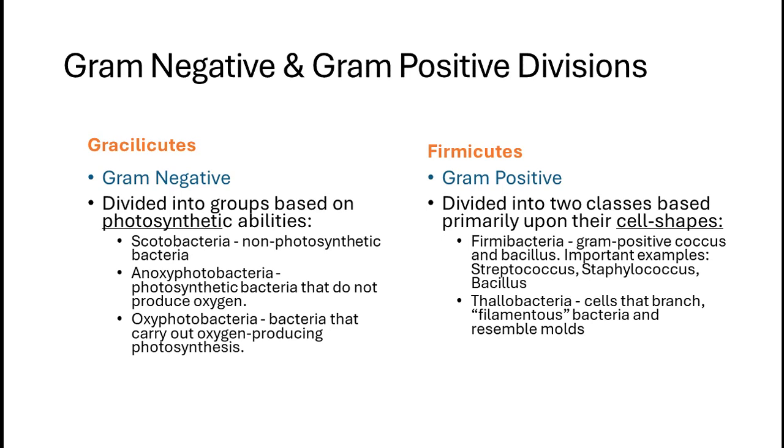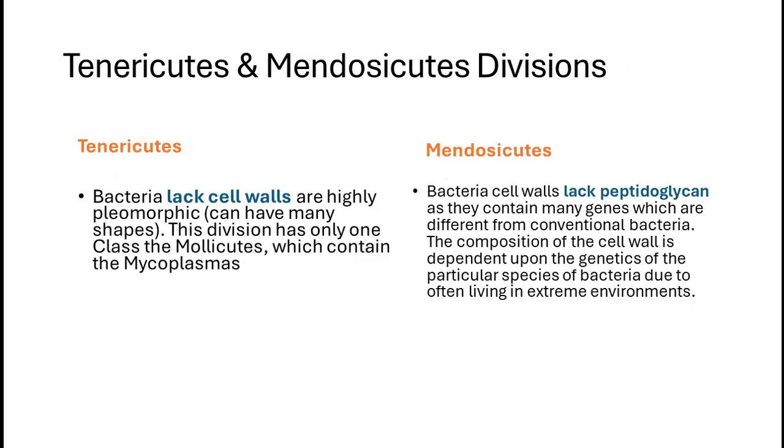Now, gram-positive bacteria are called Firmicutes, and they're divided into only 2 classes or groups, and that's basically based upon their cell shape. So the Firmibacteria are those that are gram-positive: coccus, bacillus, the 2 shapes that you're used to, such as Streptococcus, Streptobacillus, etc. Whereas the Thallobacteria are those that branch, or what we call filamentous bacteria. They might resemble mold.